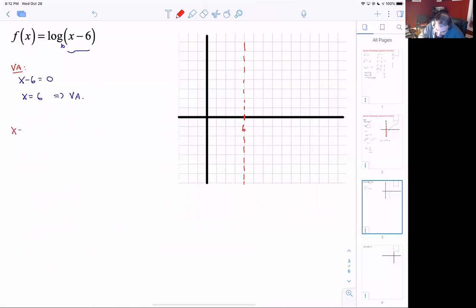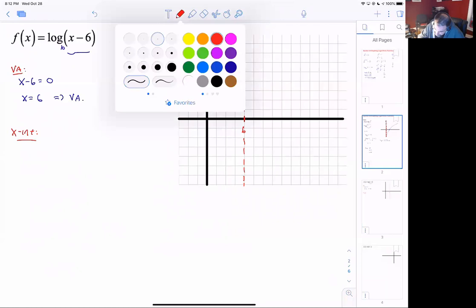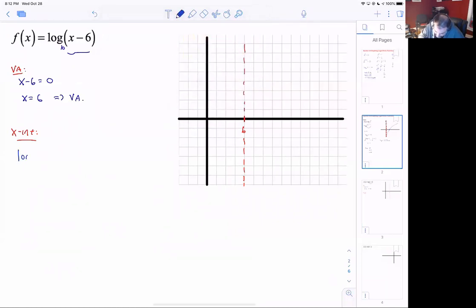The next step is to find the x-intercept. So to find the x-intercept, we're going to take this function and we're going to set it equal to 0. So this is log base 10 of x minus 6. We're going to set this equal to 0. The way you get rid of log base 10 is you do exponential base 10. I need to do it to both sides. So putting log base 10 in here of x minus 6 and then putting 0 in here.